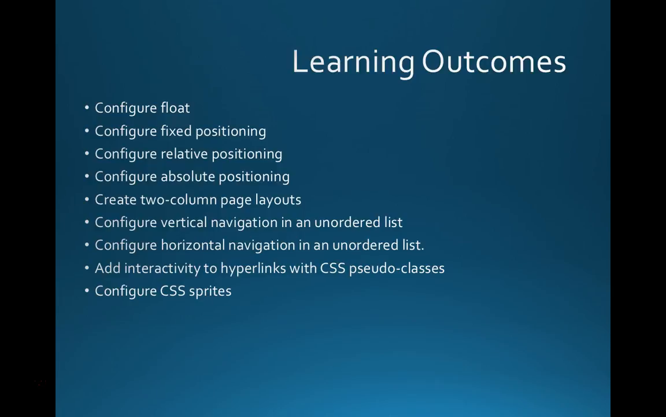Okay. All right, so in this chapter, the outcomes are talking about something called a float. It's a property. We're also going to be talking about positioning, fixed, relative, absolute, how we can position elements where we want. Two-column layout, our unordered lists, which is now going to be our navigation, and then our pseudo classes and our sprites and what the heck they are, right?